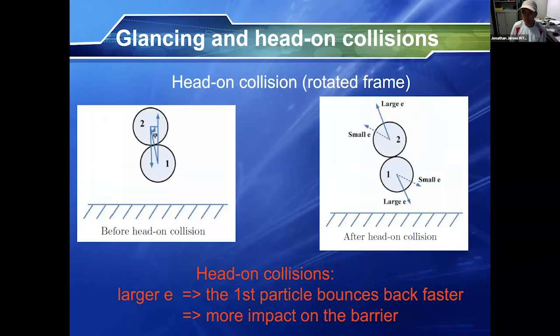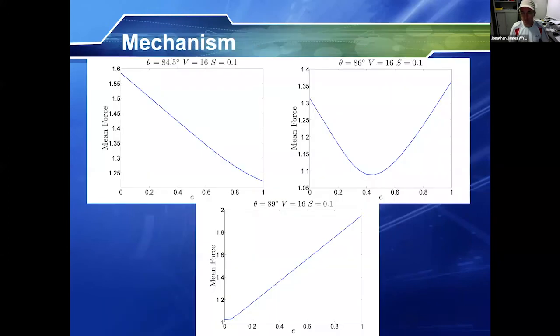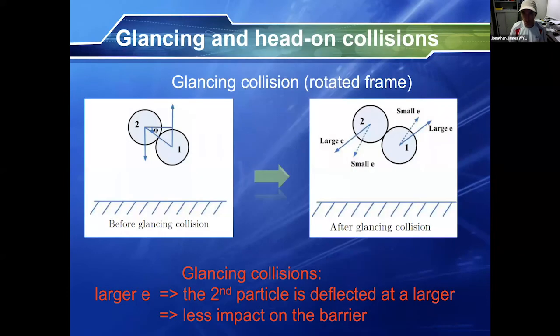This basically tells you that, if we go back to this, these types of situations are dominated by glancing collisions. This type of situation is dominated by head-on collisions. So different parts of the space are dominated by glancing, and this is dominated by head-on. So that's how we can explain that mechanism. So let's go through this again quickly.